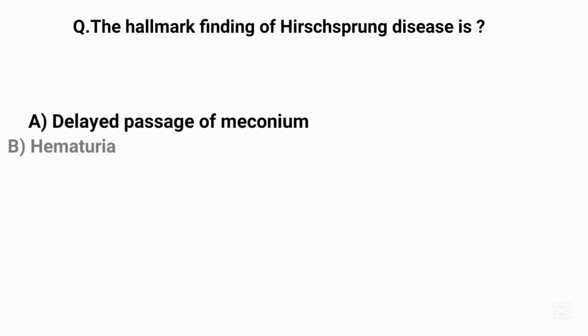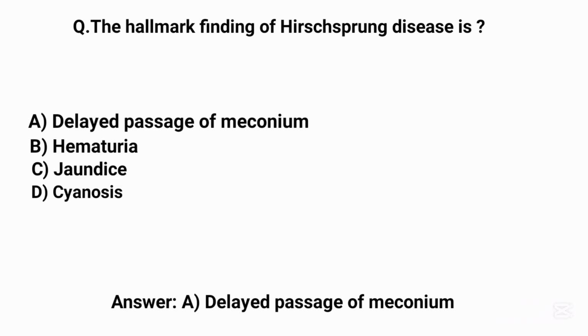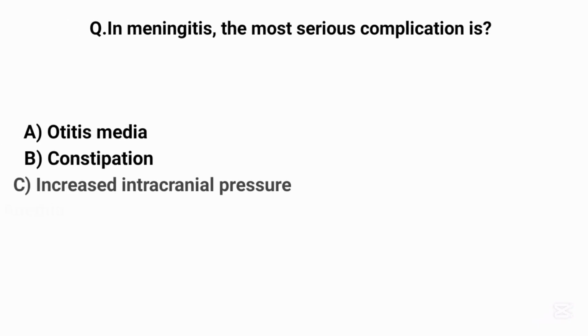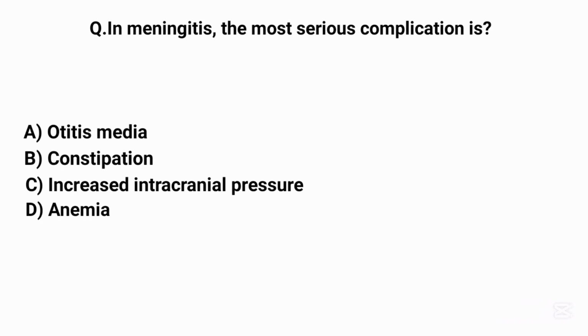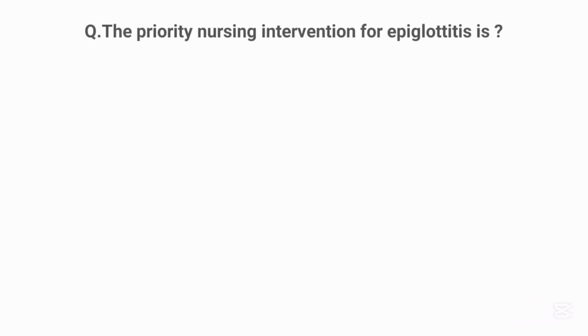The hallmark finding of Hirschsprung disease is. Correct answer is option A, delayed passage of meconium. In meningitis, the most serious complication is. Correct answer is option C, increased intracranial pressure.